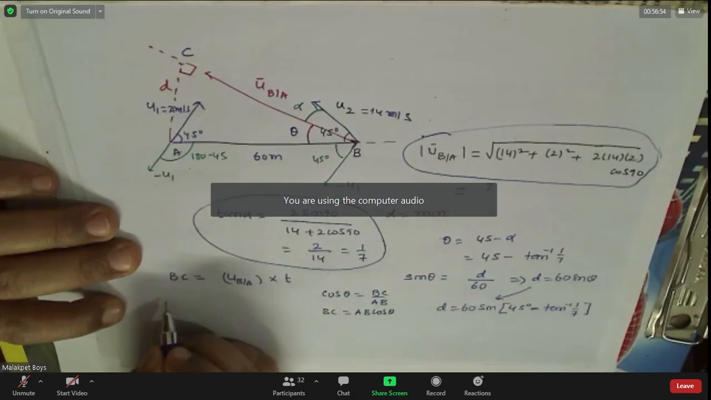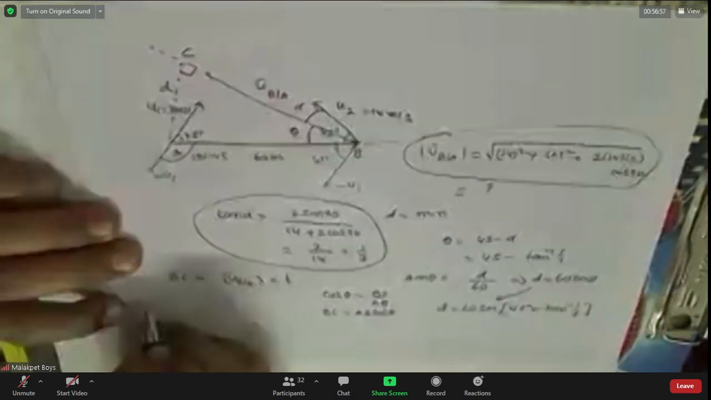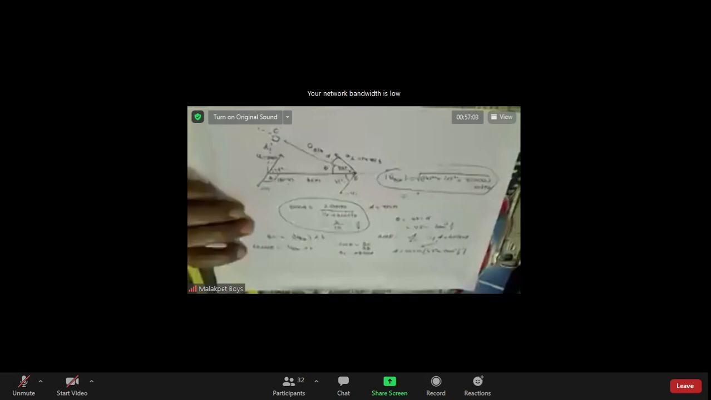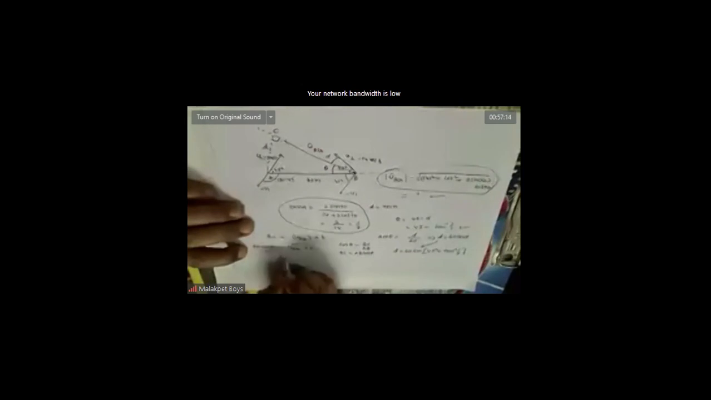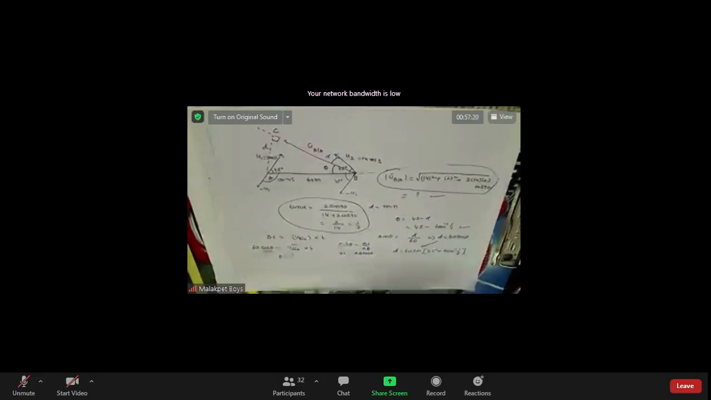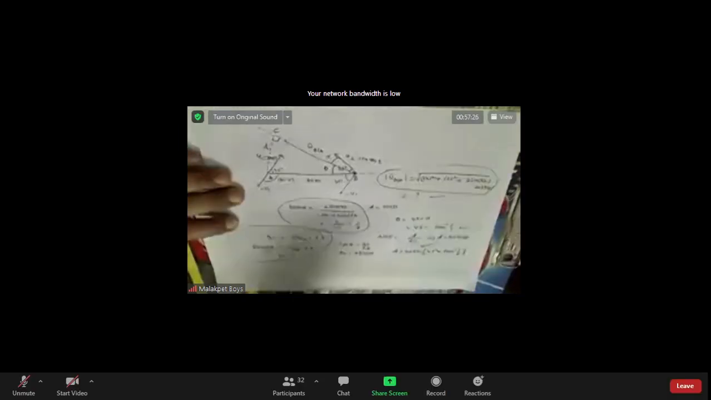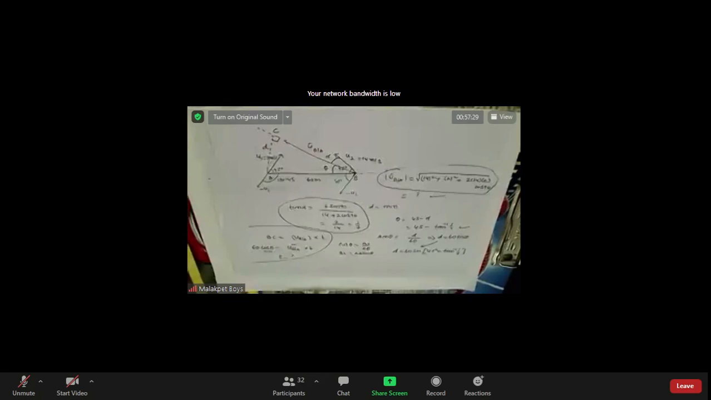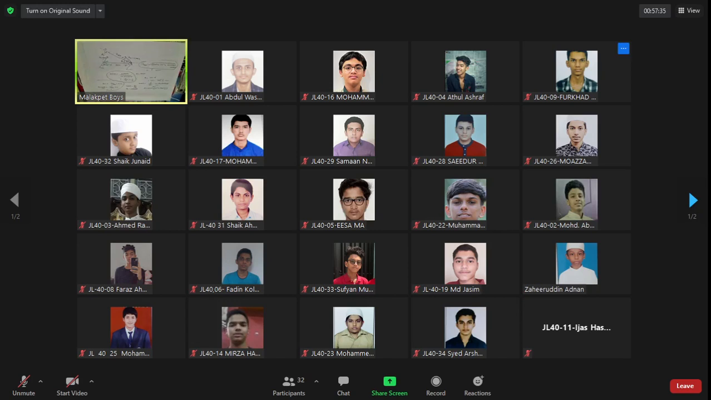BC is AB cos theta. UBA is known, into t. Now we can observe that all the things are known. This is known. Theta is known here. Then you can find the time or not. I'm just telling the method. So thus we got the time when they are at the closest distance. Any doubt till here? Boys, any doubt?